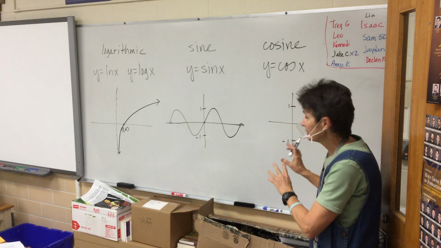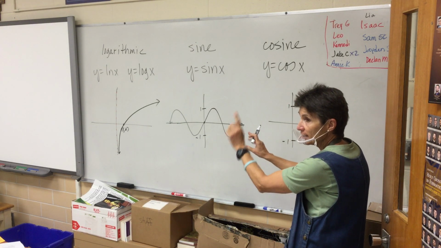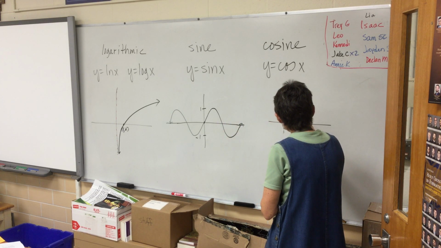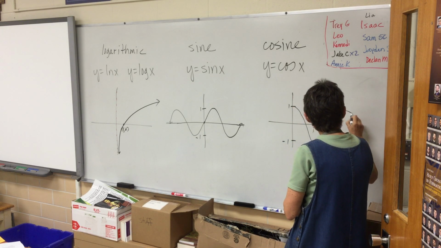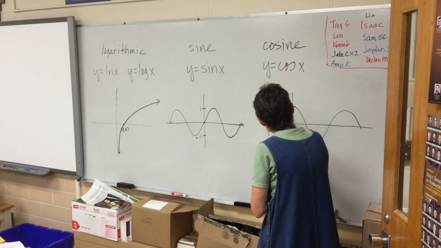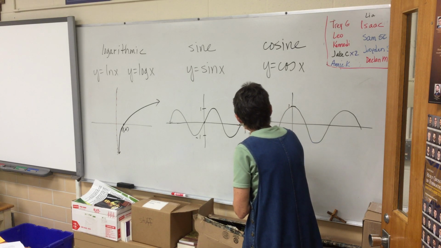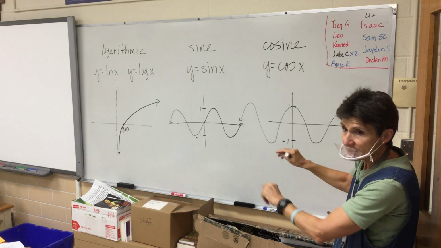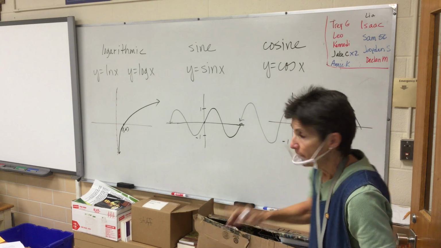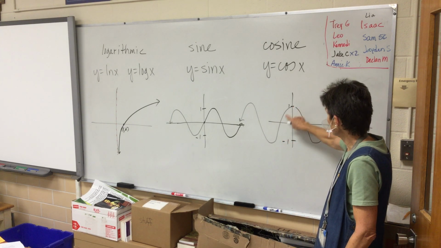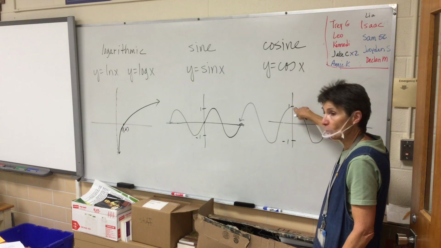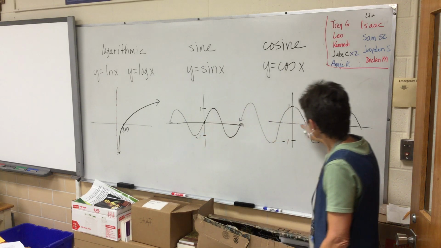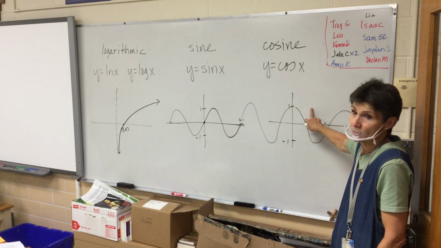Now, cosine is exactly the same thing, except you don't start at the origin. You start up here at 1. So there's my hill and valley, and my hill and valley over here. So they are exactly the same. These two pictures are exactly the same. Go up one, down one. But the cosine has a top of a hill here on the y-axis. The sine goes through the origin. The cosine does not go through the origin.